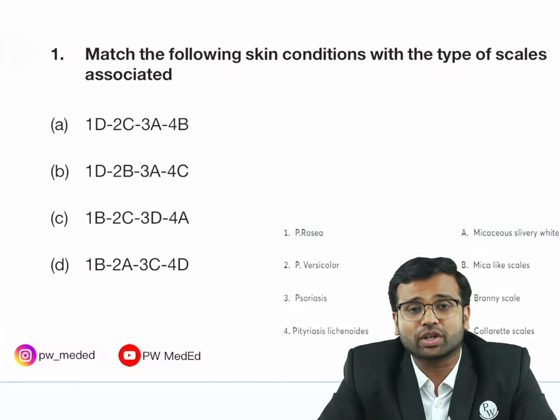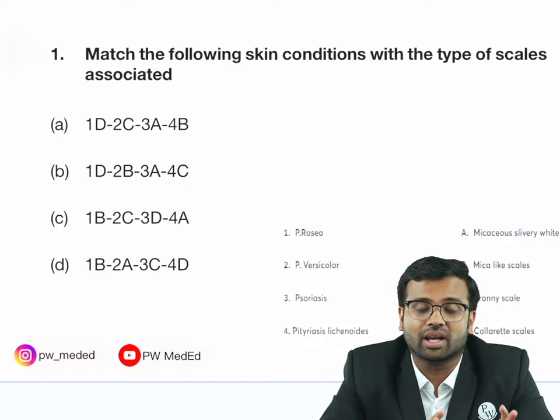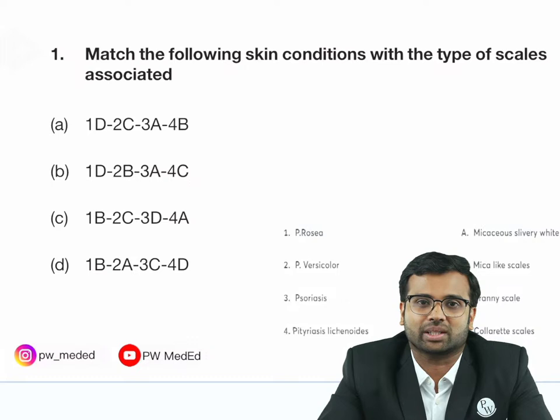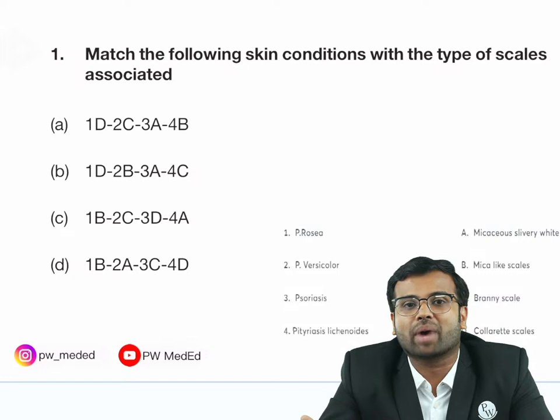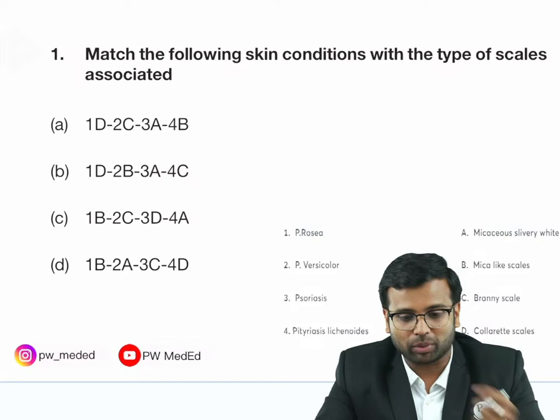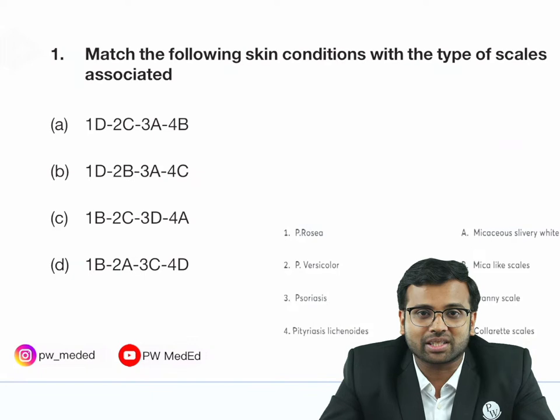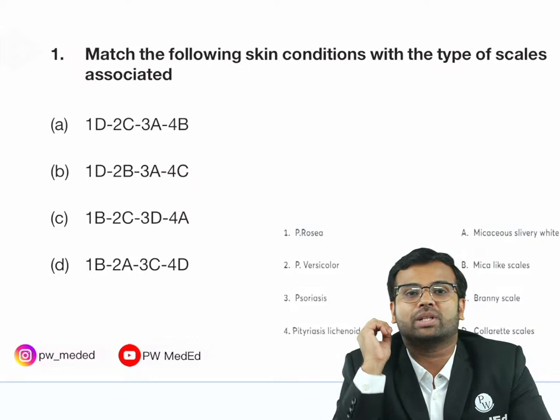So the first question is a match the following. They have given you a disease condition and they have asked you to match it along with the kind of scaling that is associated. Now, what are scaling disorders in dermatology? The scaling disorders in dermatology means these are papillosquamous diseases. Now, how many papillosquamous diseases do you know? Papillosquamous diseases means these are the diseases like psoriasis, lichen planus, pityriasis rubra pilaris, etc., isn't it? So all these are examples of papillosquamous diseases.